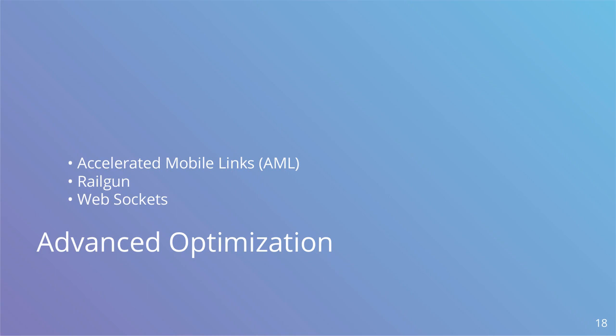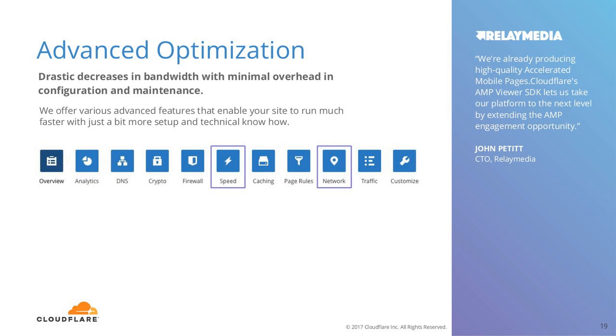These features enable your site to run much faster, but do take a bit more setup and technical know-how to configure. The features include accelerated mobile links, which are great for publishers and static content authors, Railgun, which is for optimizing dynamic content, especially with content management systems like WordPress. And then there's WebSockets, which are for real-time applications like chat and games. Our advanced optimization features live in both the speed and the network sections on your Cloudflare dashboard. So let's go ahead and jump right into AML.